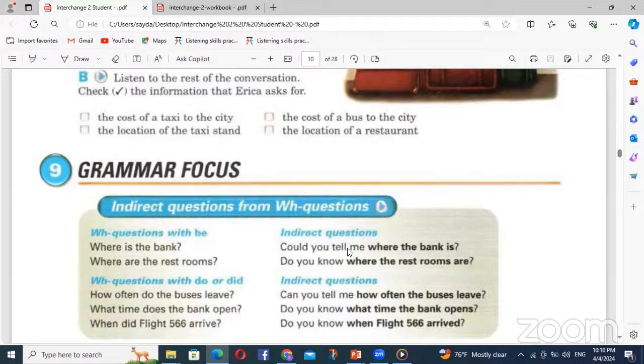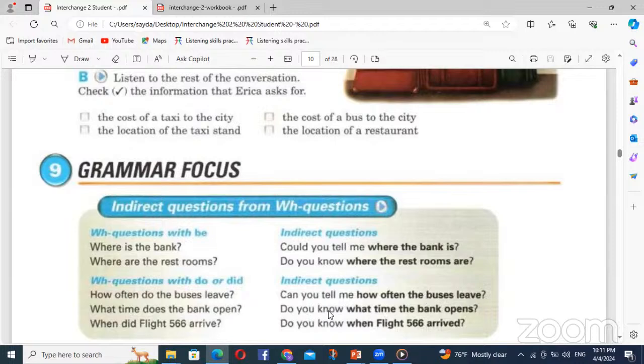Here we said, could you tell me where the bank is? So I connect the question with the where, and then I use the subject and after the subject the verb, with a question mark at the end. Do you know where, and then the subject, and after that the verb. Can you tell me how often the buses, and there is no do here. I cancel do and then I use the verb in the present. The buses here is a plural subject, so the verb is without s.